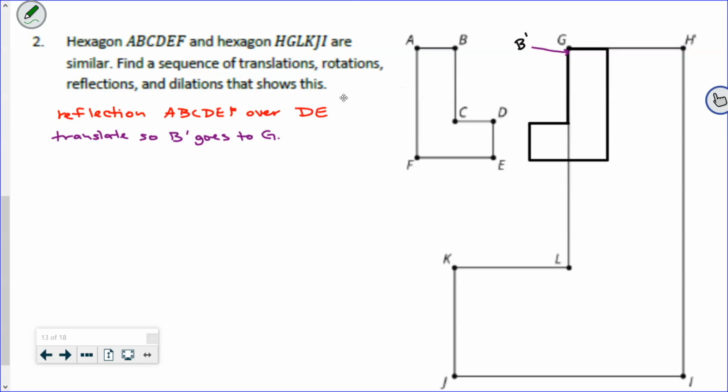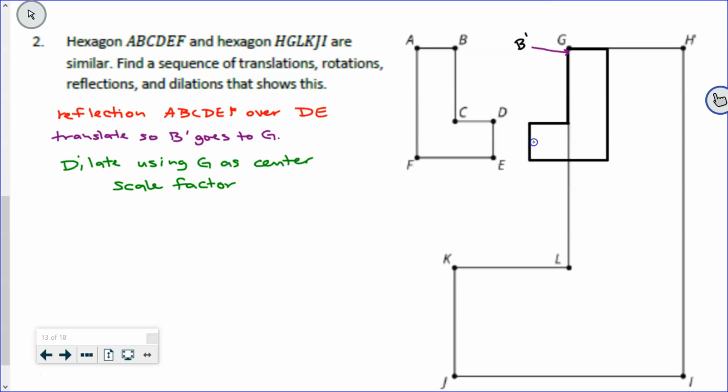There we go. Dilate using G as the center. Scale factor is harder because, again, we don't have anything to measure. We don't have a grid to count. But we can use our little index cards.